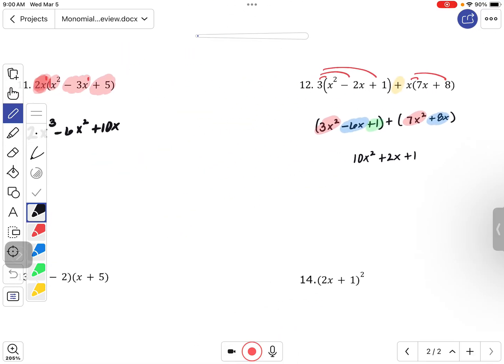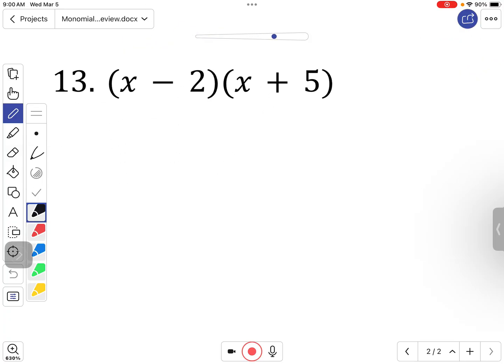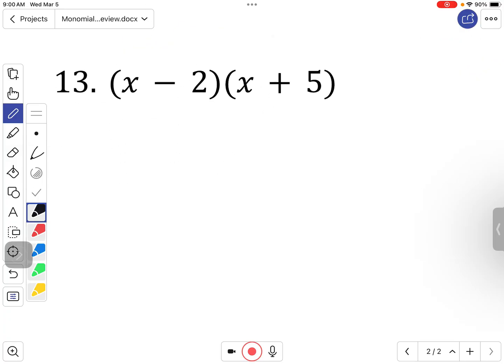All right, let's move on to number 13. So when we look at number 13, there's nothing in the middle of those two sets of parentheses. Because there's nothing in the middle, that means that we're going to be multiplying. When you don't see a symbol, you know you have to multiply. So when we did these multiplying, we used the box method.